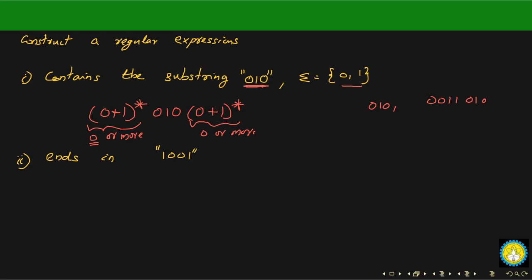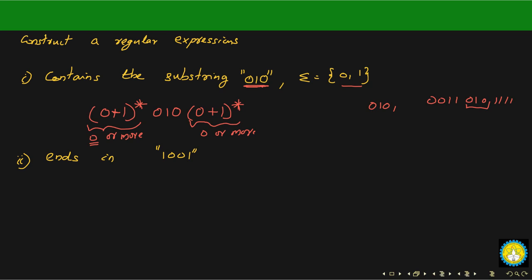This will be accepted, followed by anything. Okay, so this will be accepted because there is a 0, 1, 0 here. So you can put all the strings having 0, 1, 0 as a substring, and you can make sure that this regular expression will represent that particular string. Okay. Now let's look at this question.